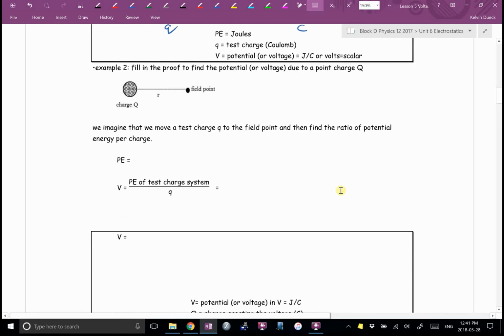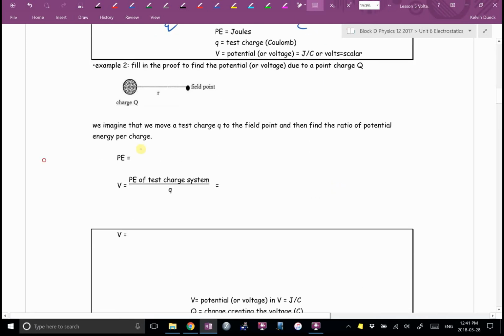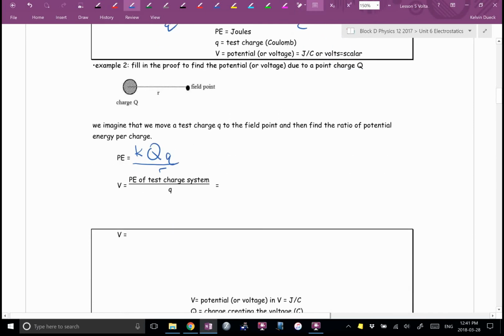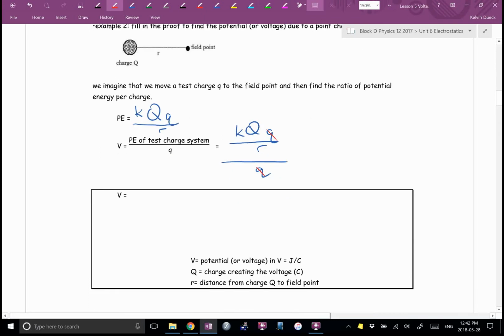What was our equation yesterday for potential energy? K, big Q, little q over R. So voltage, since it's the amount of energy per little q test charge, is going to be K, big Q, little q over R, all divided by little q. And what you're hopefully going to notice, and this is your second equation for voltage on your formula sheet: there's one equation where I actually define voltage, energy per coulomb. And then you should see another equation that looks like this: K, Q over R.